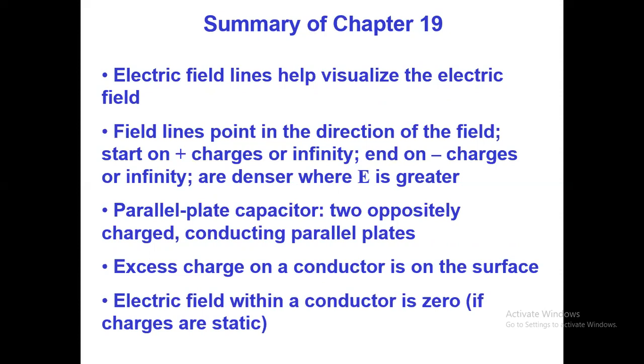Field lines point in the direction of the field, start on positive charges or infinity, end on negative charges or infinity, and are denser where E is greater. The parallel plate capacitor concept we also studied in our previous slide: two oppositely charged conducting plates placed parallel to each other, not physically connected, with opposite positive and negative symmetry. Excess charge on a conductor is on the surface. Electric field within a conductor is zero if charges are static.